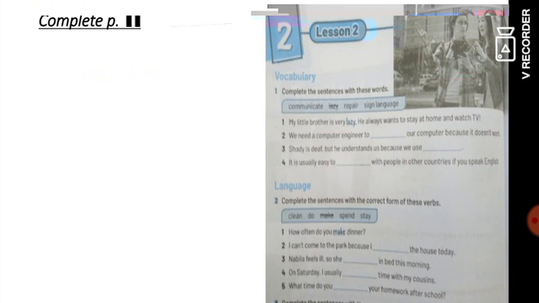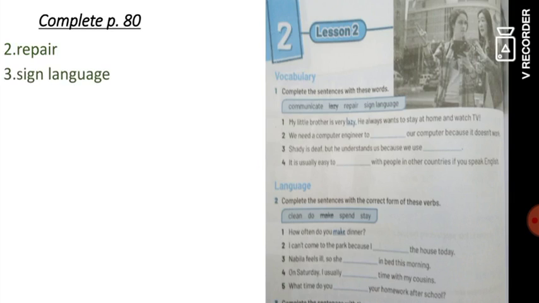Now in the workbook, page 80, complete the sentences with these words. My little brother is very lazy. He always wants to stay at home and watch TV. The second one, we need a computer engineer to repair our computer because it doesn't work. Three, Shaggy is deaf, but he understands us because we use sign language. It's usually easy to communicate with people in other countries if you speak English. Yes, communicate. Okay.